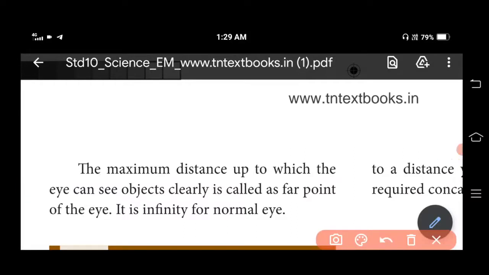Students, the far point is the maximum distance up to which the eye can see objects clearly. It is infinity for the normal eye. Infinity means we are not able to count the distance. That is said to be infinity, limitless, because our eye is able to see a star and a planet also. We are not able to measure the distance between stars and a planet. So that is said to be infinity.